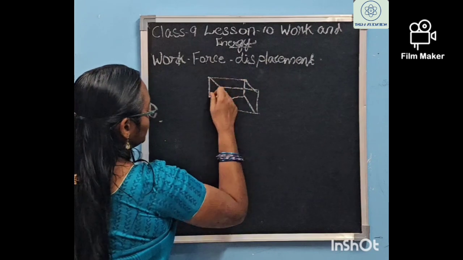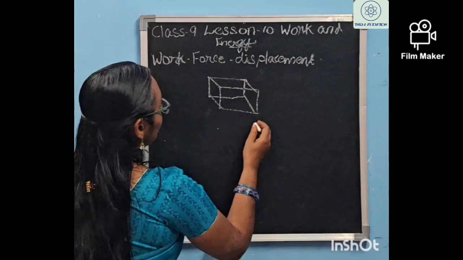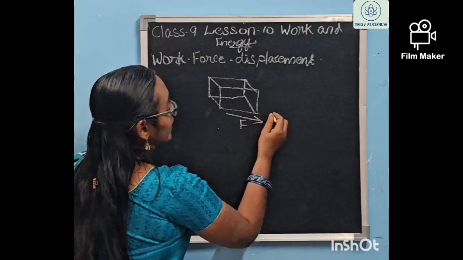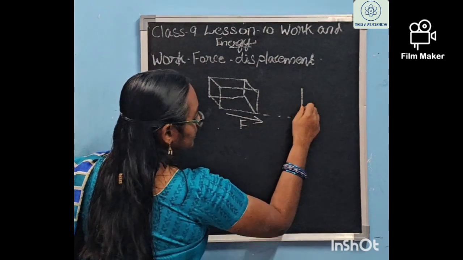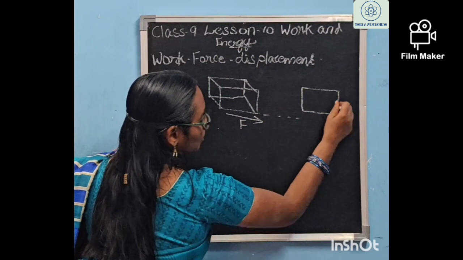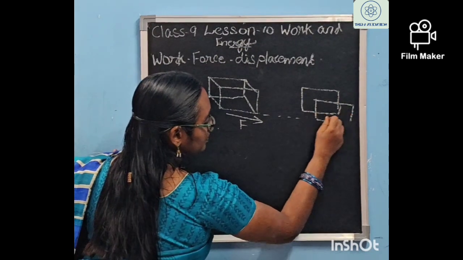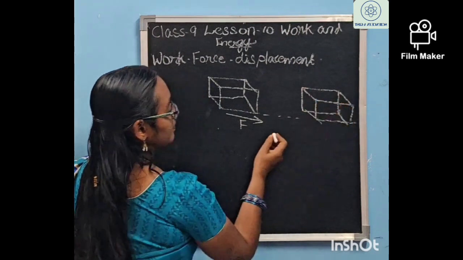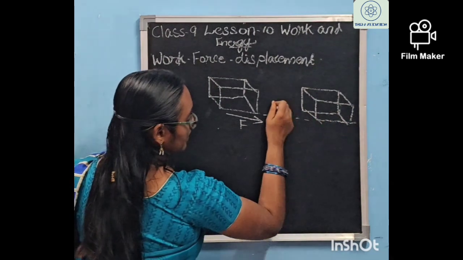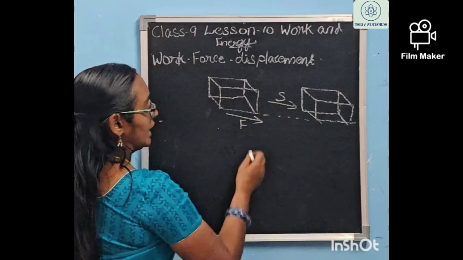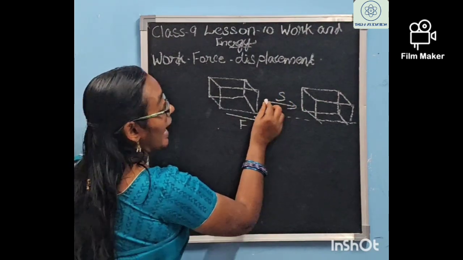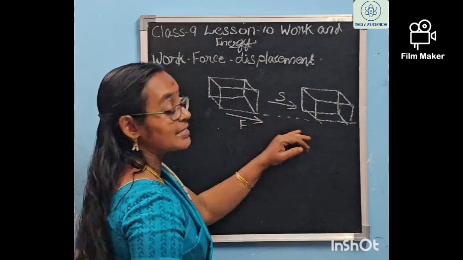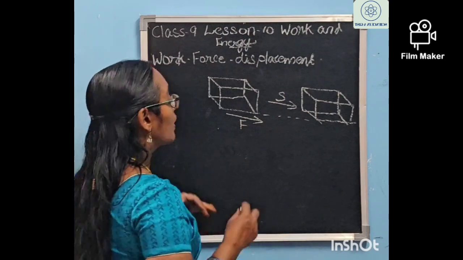A rectangular block. If I am applying a force F in a particular direction, and it is displacing in the direction of the force, this is the displacement, right? Yes. If the force is applied in a particular direction and the displacement happens in the same direction on the object, then we can say the work is said to be positive. How?